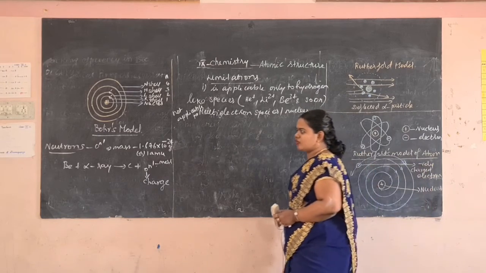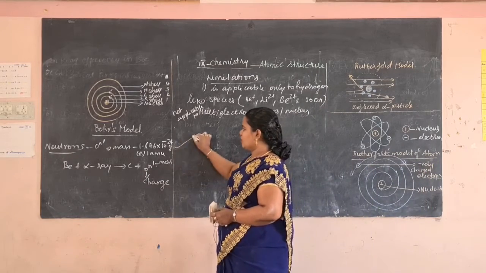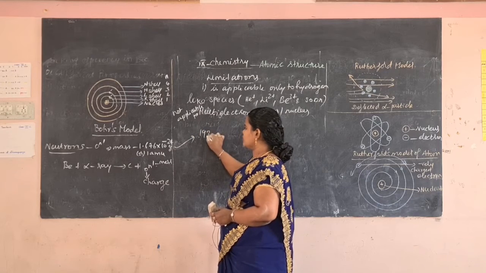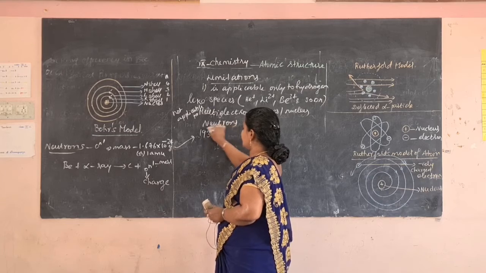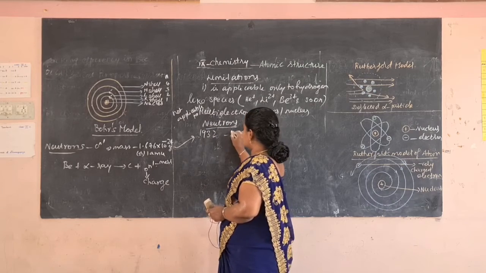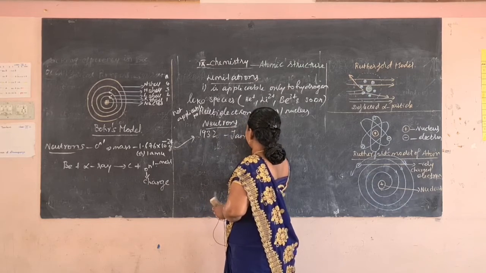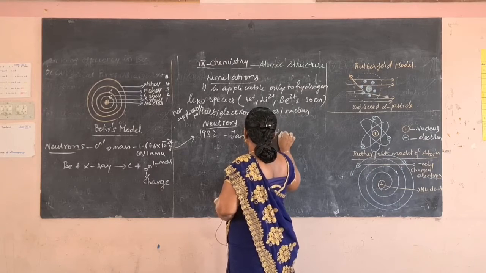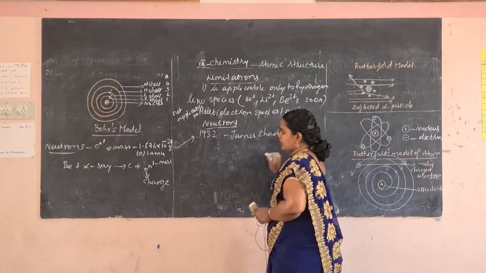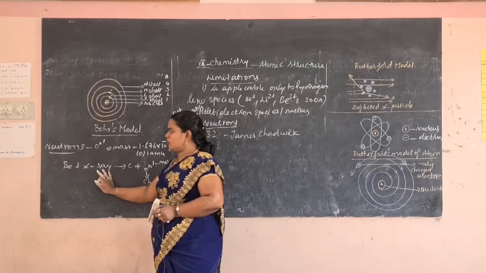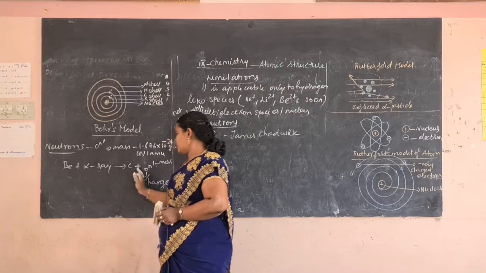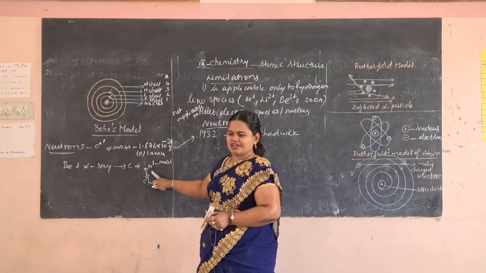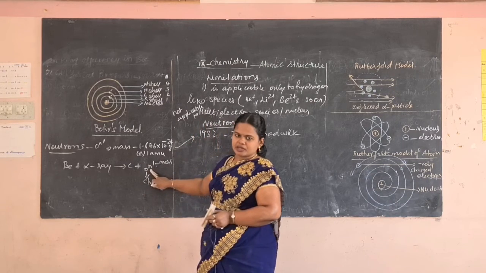Then the discovery of neutrons. Neutron was discovered in 1932 by James Chadwick. How did he discover it? He bombarded beryllium with alpha rays. When beryllium is bombarded with alpha rays, what was obtained? Carbon plus another particle.